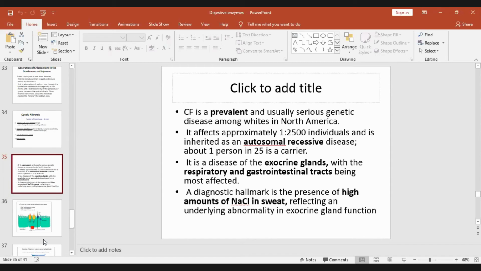A highly serious genetic disease among North Americans. Occurrence is 1 in 2,500 individuals, inherited as an autosomal recessive disease. And the diagnostic hallmark is the presence of a high amount of NaCl in sweat. So in cystic fibrosis, there is a high amount of NaCl in sweat. Sodium chloride is excreted more.